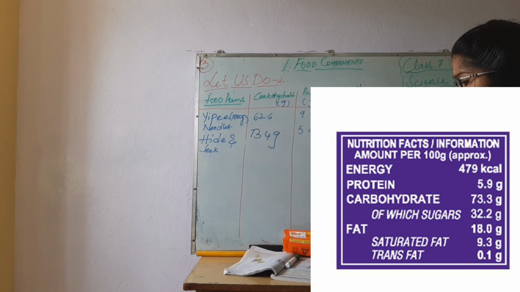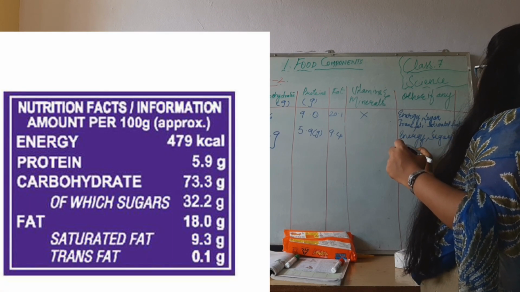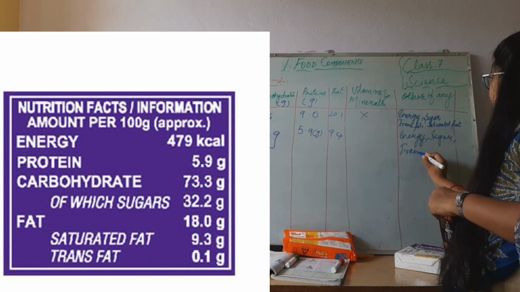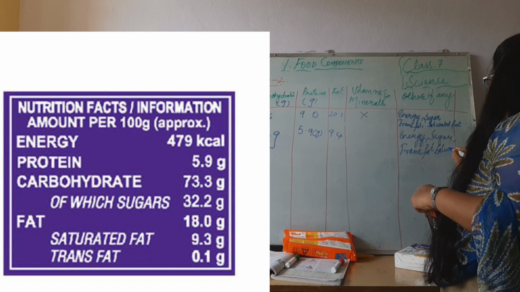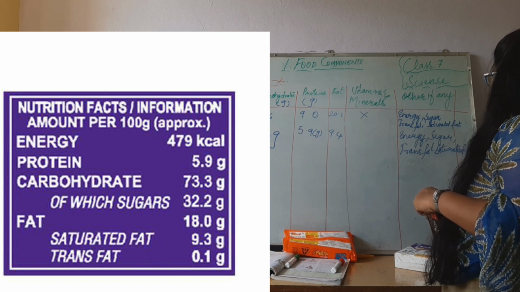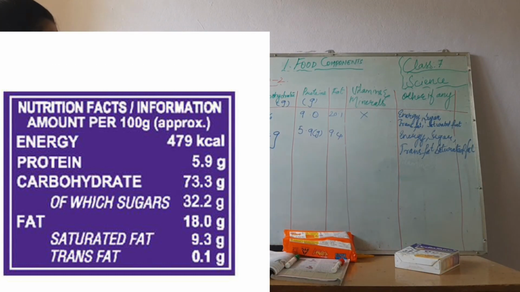Energy and sugars, trans fat, saturated fat, same. Trans fat and saturated fat. Saturated fat. Done? Yes. Hide and seek biscuit packet. These are all you are going to have.